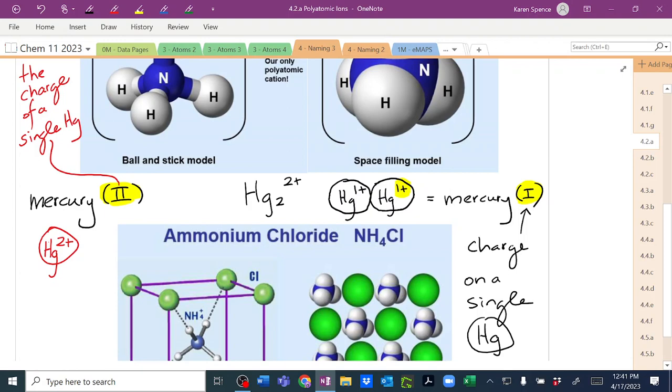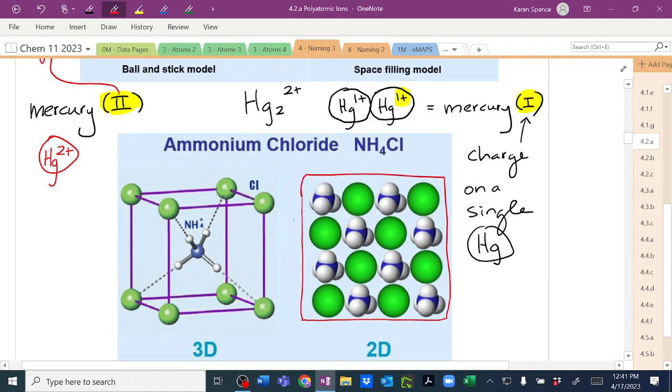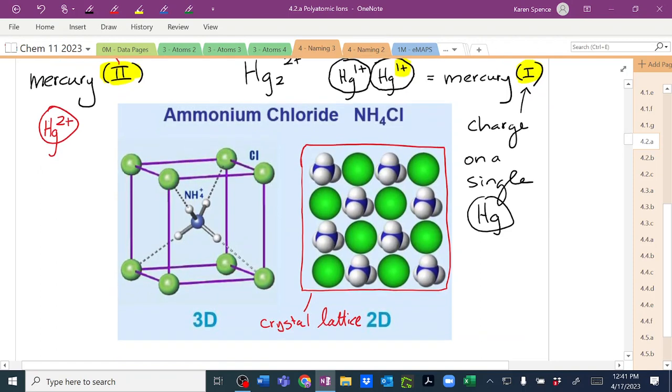Okay, so those are our two polyatomic cations, and we could make this structure. Do you remember what this structure is called? That is a crystal lattice. And if we looked at just one little corner here that included this bit, what's that? That's a formula unit.